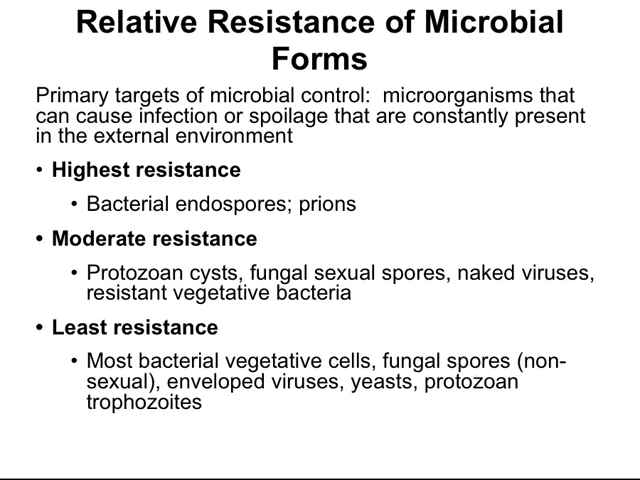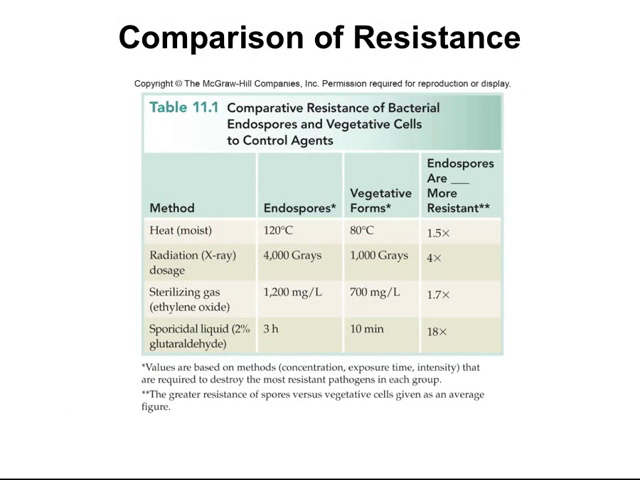Now, in the category of least resistance are most bacterial vegetative cells, fungal spores, as in the non-sexual kind, enveloped viruses, yeasts, and protozoan trophozoites. Those are the non-cystid forms. This is a comparative figure on the requirements for destruction of these various groups. Because bacterial endospores are so much harder to destroy, their destruction is the goal of sterilization. Any process that'll kill them will kill less resistant forms.